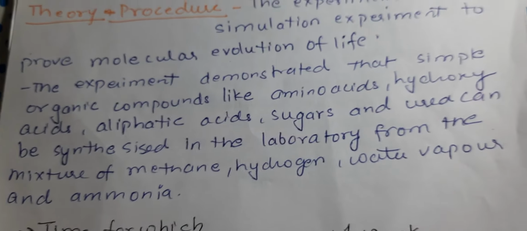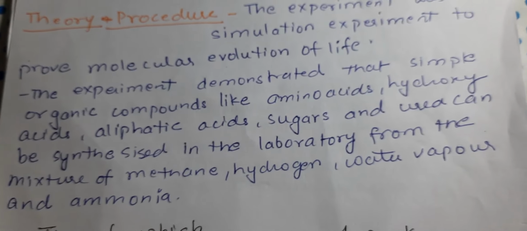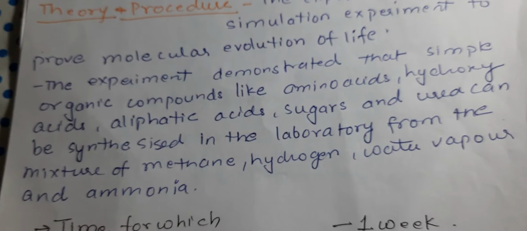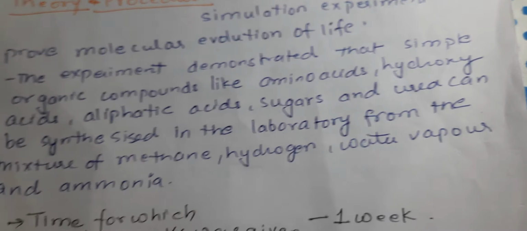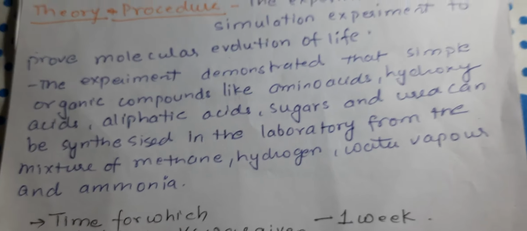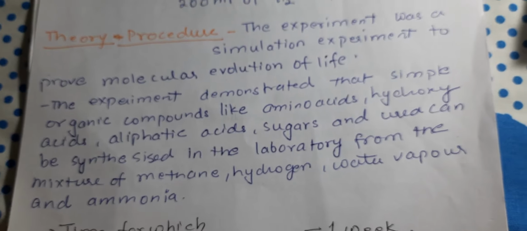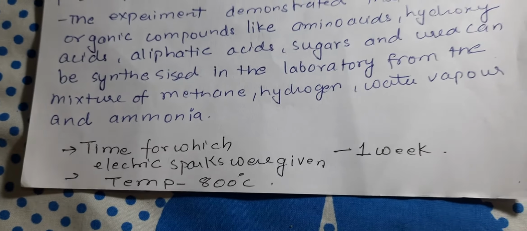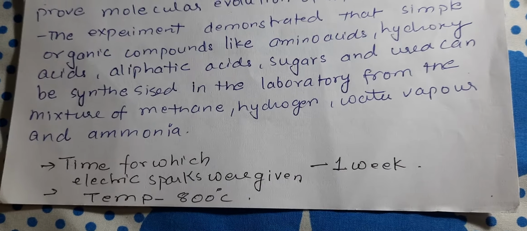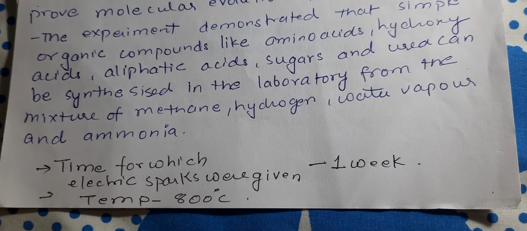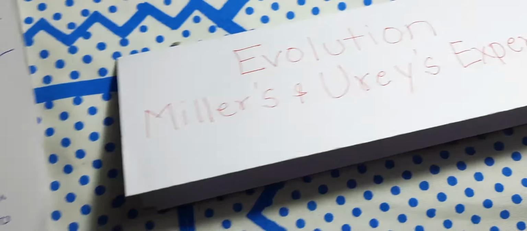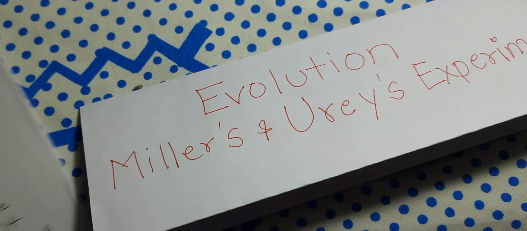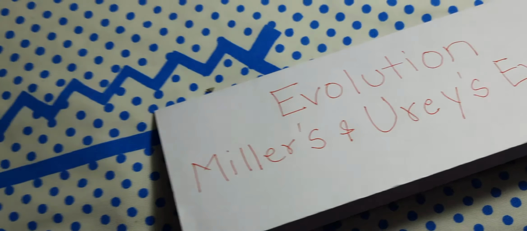The experiment demonstrated that simple organic compounds like amino acids, hydroxy acids, aliphatic acids, sugars, and urea can be synthesized in the laboratory from a mixture of methane, hydrogen, water vapor, and ammonia. The time for which the electric spark was given was 1 week. The temperature that was kept was 800 degrees Celsius.